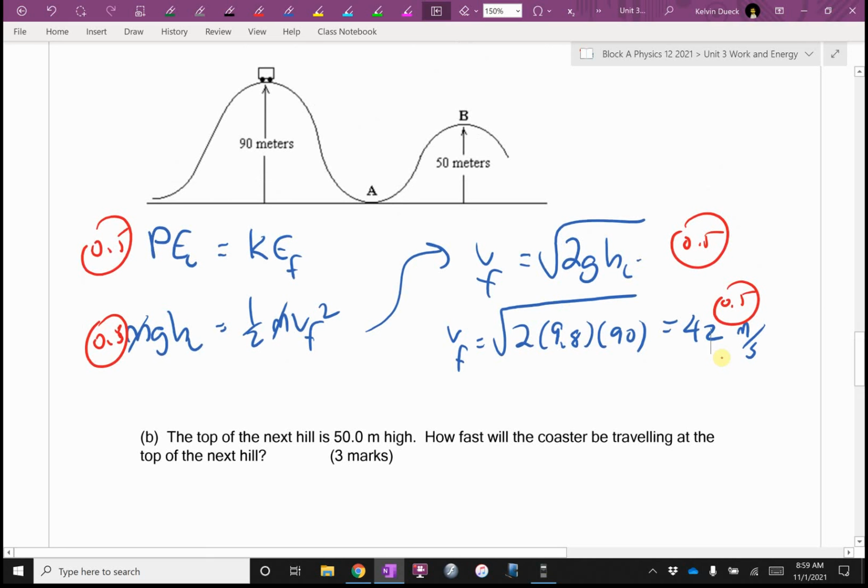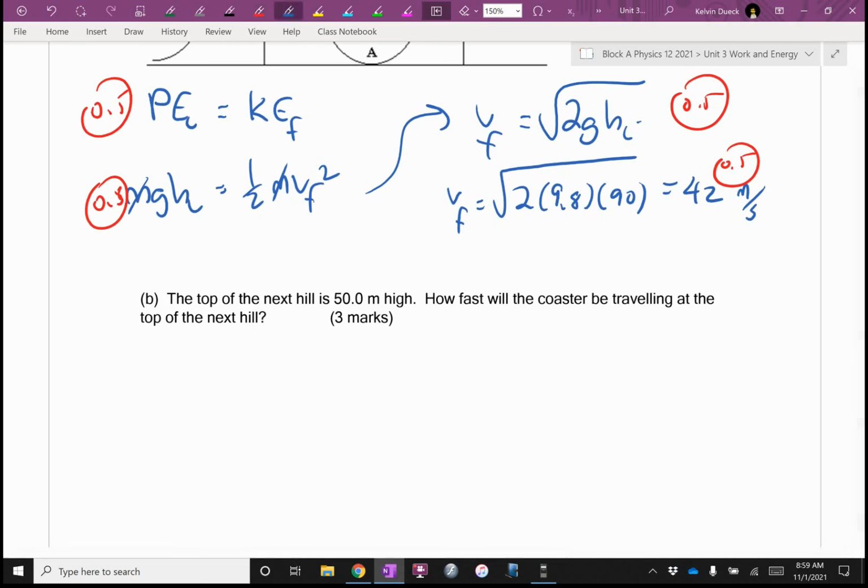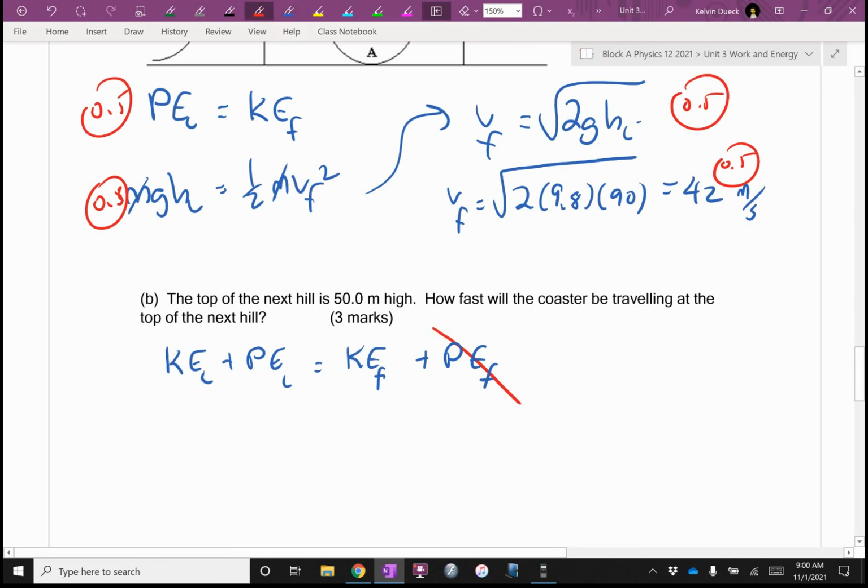How fast will the coaster be traveling at the top of the next hill? I'm going to use the clever trick of pretending that's the ground. So my height now, instead of 90, is 40. That's my h initial. That's going to let me still let potential energy final be 0. So I'll write out the full law of conservation of energy. But you don't have to do that. It'll work if you have all 4 terms. It's just a lot more typing, but totally doable.